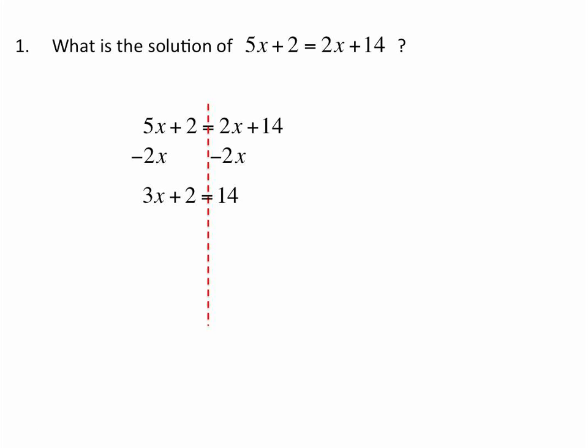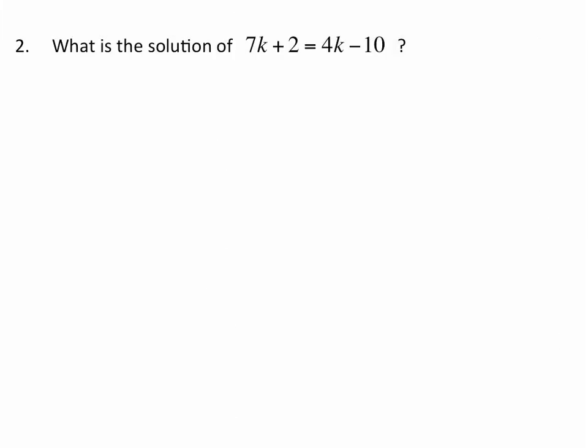I got to get this 2 away from the 3 x's. So I'm going to subtract 2 from both sides. Whatever I do to one side, I have to do to the other. And now I wind up with 3x equals 12. Divide both sides by 3. And x is 4. So same process as the last couple sections, just now we got some variables on both sides. All right, a couple more examples. Here we go. So 7k plus 2 equals 4k minus 10.